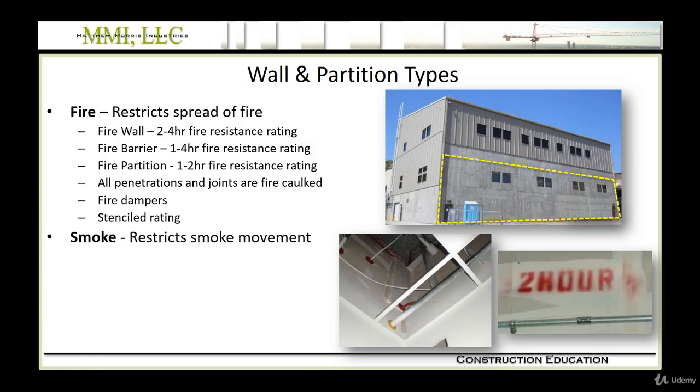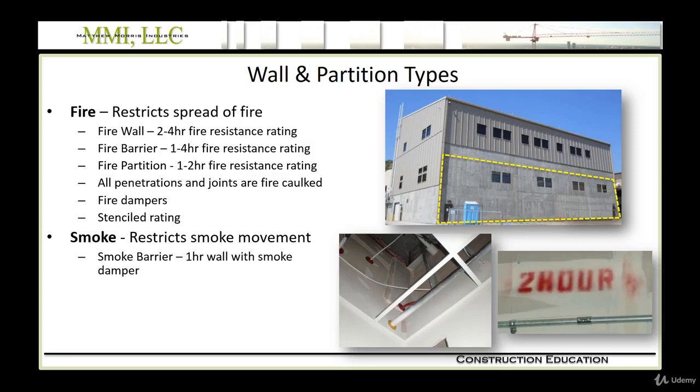Very similarly, we have smoke ratings. So smoke partitions and smoke barriers restrict the spread of smoke. So we have two options really for smoke assemblies. The first is a smoke barrier. And a smoke barrier is a 1-hour fire-rated wall creating a continuous barrier from the top of a floor slab to the bottom of the next slab above, limiting the spread of smoke.